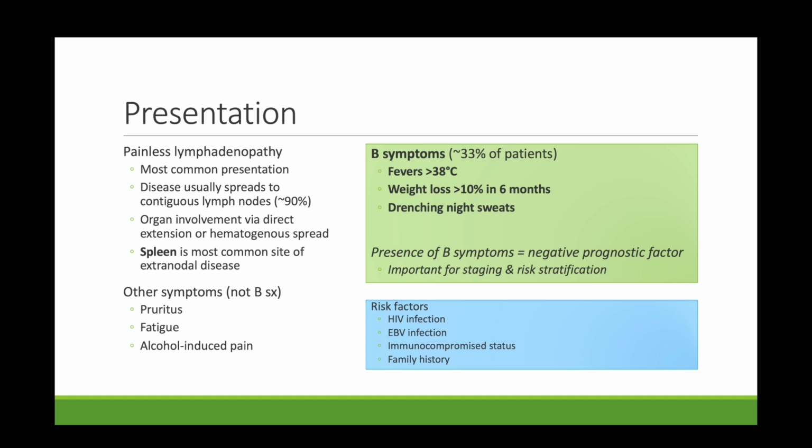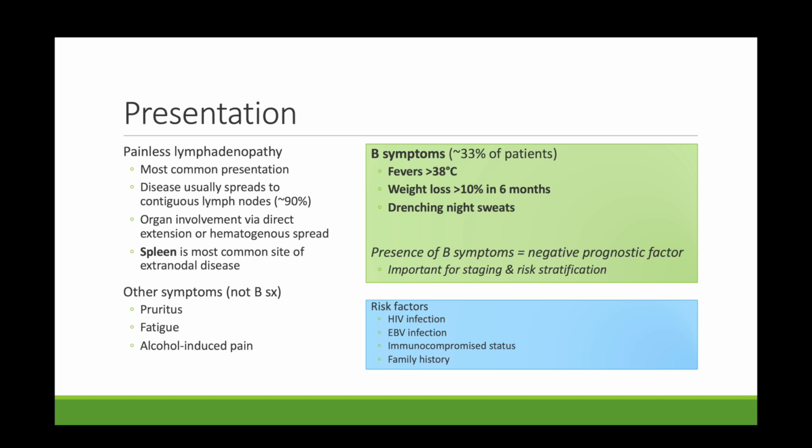The type of night sweats that make patients have to change their shirt at night or something like that. Really drenching night sweats. So fever greater than 38 Celsius, weight loss of over 10% in the last 6 months, unintentional weight loss, and then drenching night sweats. If any of these are present, that qualifies as having B symptoms, and remember that that is a negative prognostic factor.